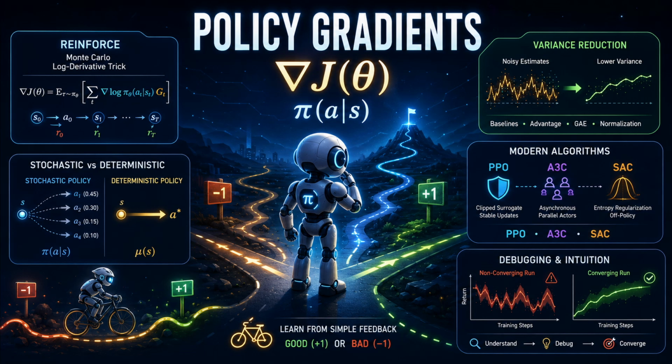Hey, welcome back. If you've spent any time in reinforcement learning, you've probably heard the term policy gradient thrown around in papers, in libraries like Stable Baselines or CleanRL, or as the foundation behind algorithms like PPO, A3C, and SAC. But what actually is a policy gradient? Where does it come from?